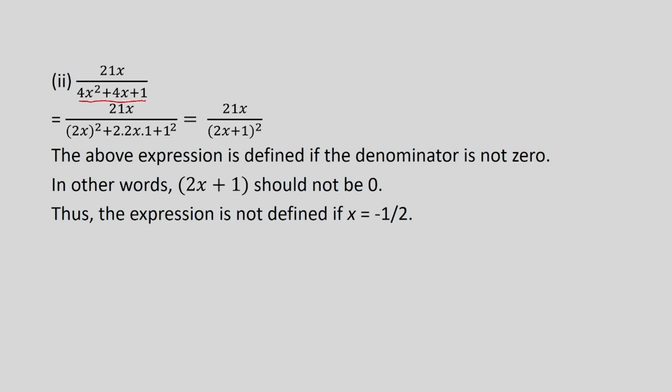Okay, so the denominator is 4x square plus 4x plus 1, and now we try to play around with the denominator, try to factorize that. As we can see, this can be easily expressed in the a plus b whole square form. The first term is 4x square, so that is nothing but 2x whole square, right, that will give me 4x square.